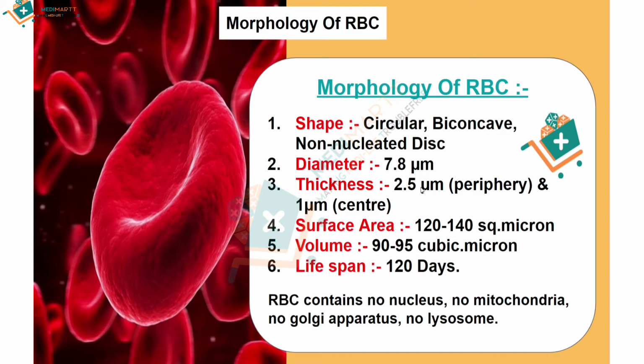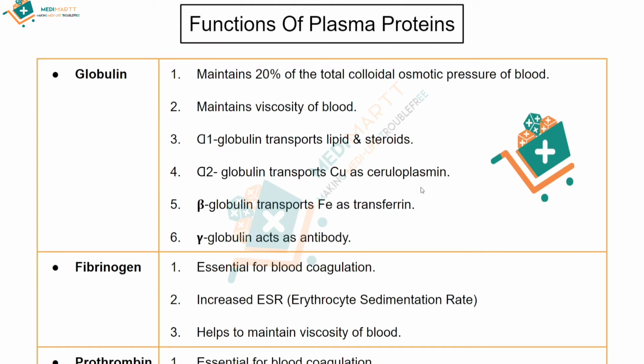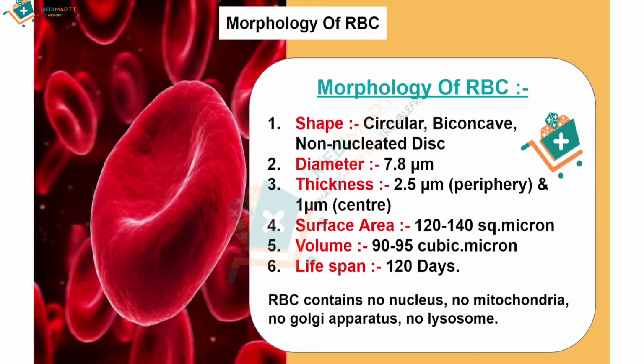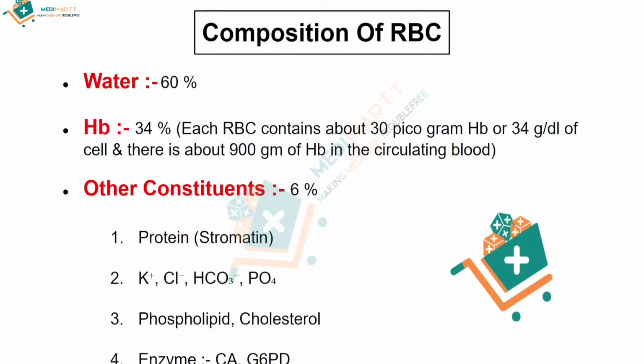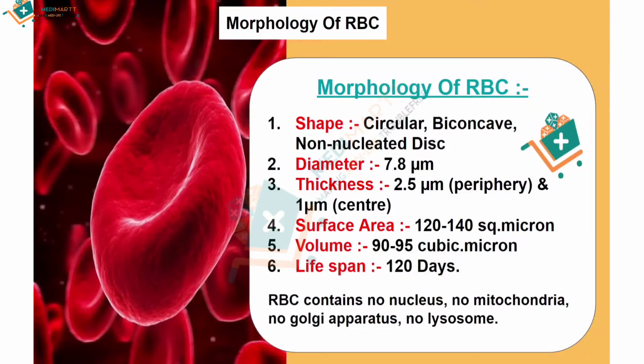So in our previous video we discussed up to the functions of the plasma proteins. Today we will discuss the morphology of the RBC. In this we will discuss the shape of the RBC, diameter of the RBC, thickness of the RBC, surface area, then volume, then lifespan, just like that.